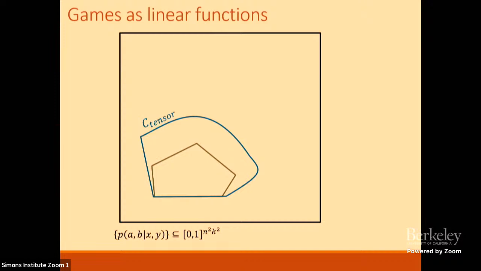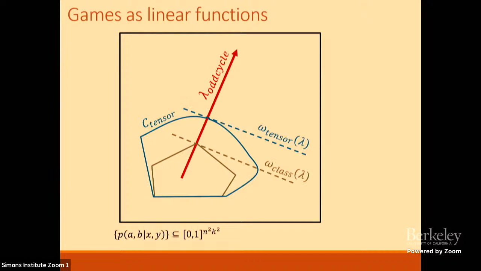And what a game does is it assigns a score to any possible strategy. And in fact, this function from strategy to score is a linear function. So the odd cycle game you can represent as a linear function like this. And the fact that there was a larger success probability for quantum strategies is represented pictorially by the gap between the two different optima of this linear function on the classical set and on the quantum set, right?